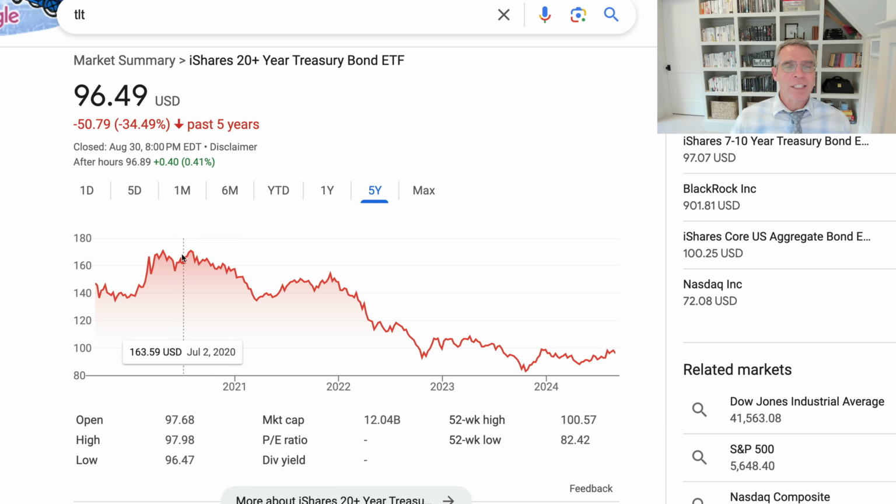Looking back at what TLT was going for back when interest rates were next to nothing, $169 per share, I don't think we're going back to those days of interest rates being as low as they were prior to the pandemic. However, even if interest rates just come down 1% from where they are now, you're looking at, again, about a 16.5% increase in your price of TLT. If you buy EDV, you're looking at about a 24.1% increase in the price of EDV.